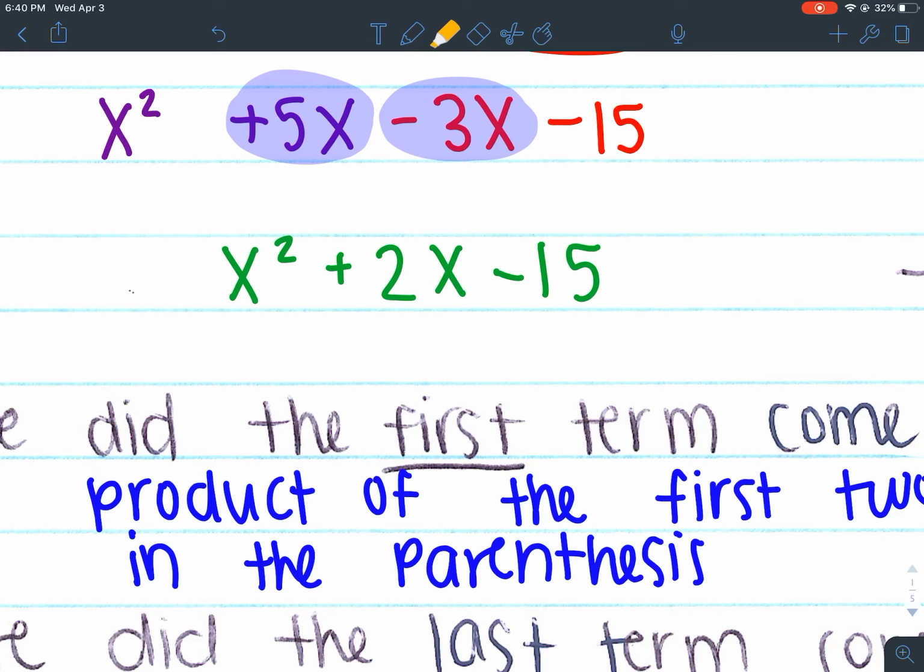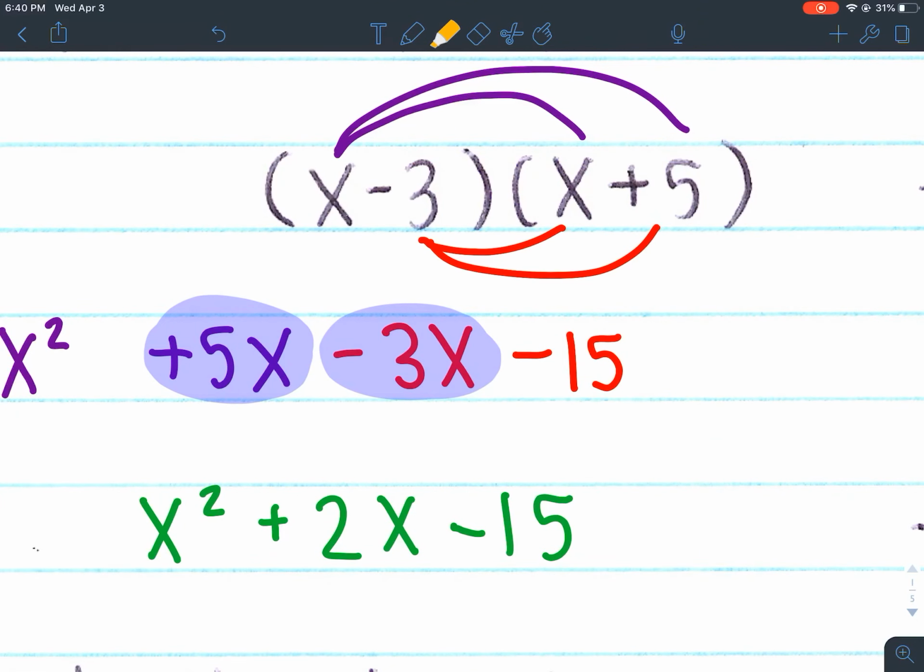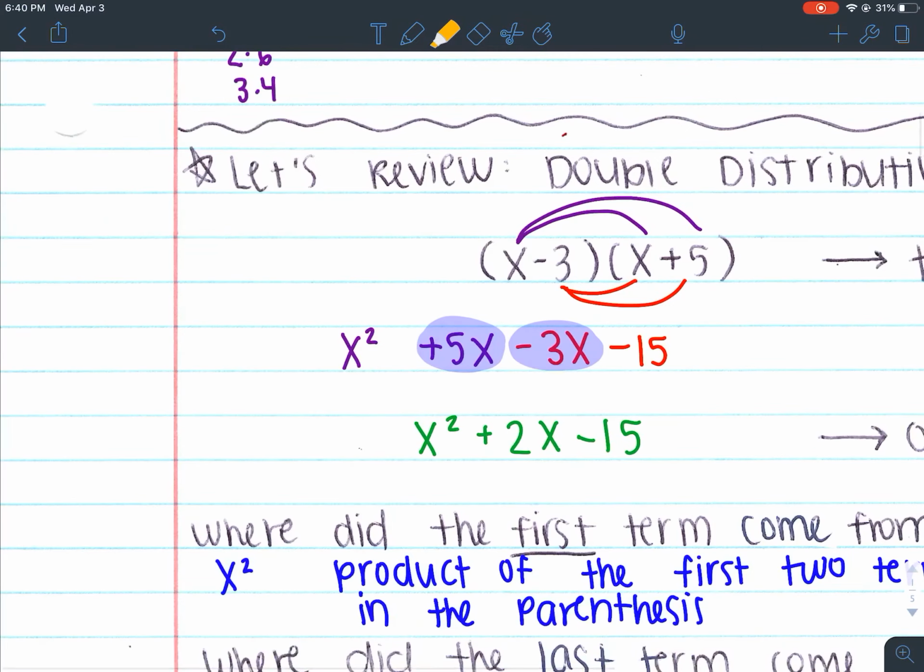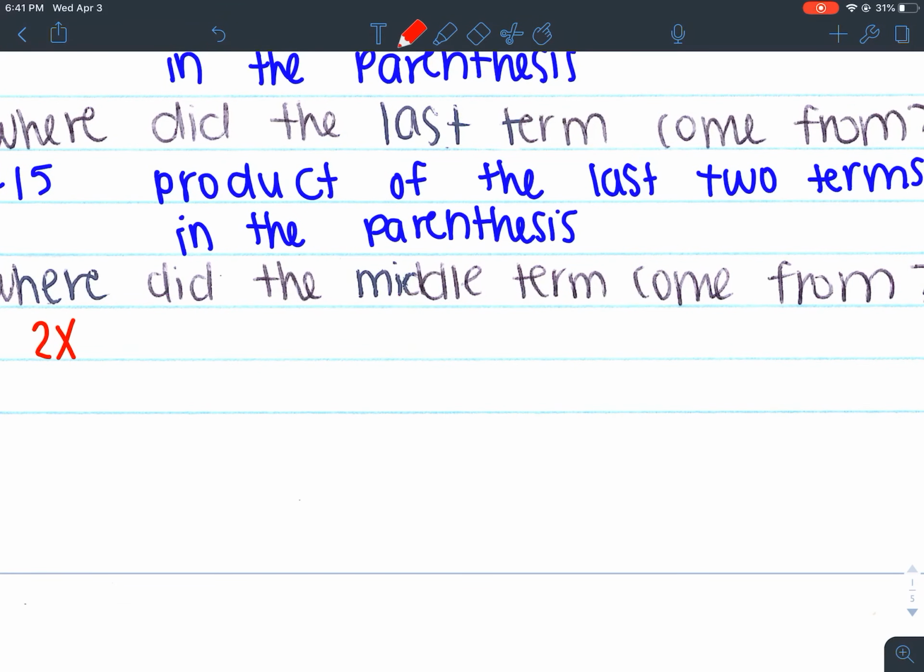Well, I know that I took this 5x and I combined it with this negative 3x and got the plus 2x. Okay, I got something positive from it. So I could combine the last two. Then where did the 5x and the negative 3x come from? Well, that's from double distributing up top. So it's a combination of all of those things that gave me that 2x. So it wasn't as easy to find. The first and last term are easy, but that middle term is the one that we have to figure out. So this is a combination of all four terms.